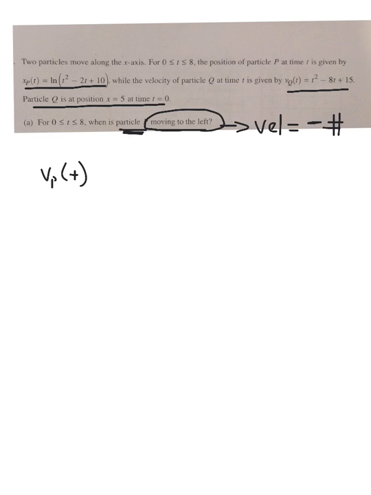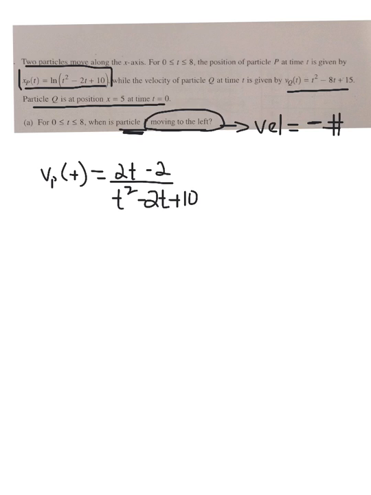We have x of P, right, which is the position. So I'm going to take the derivative. Okay, so what's the derivative of ln? Remember, du over u. So the du would be 2t minus 2 over u, which would be t squared minus 2t plus 10.